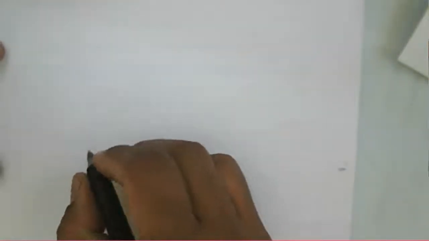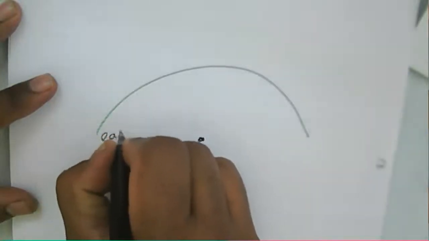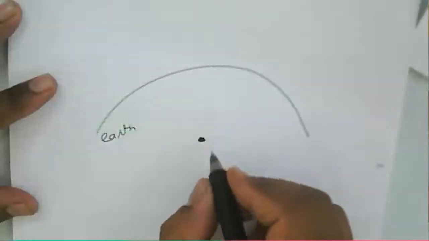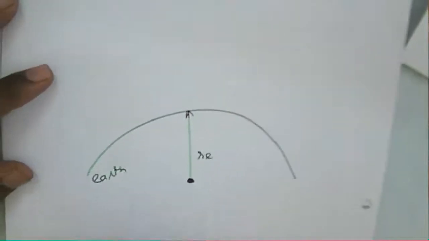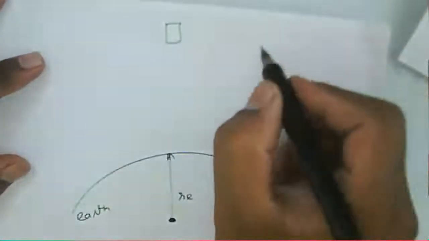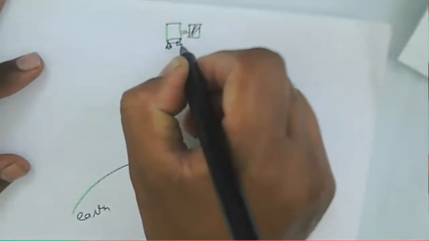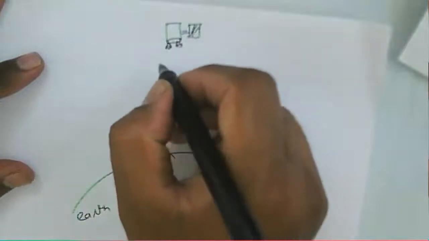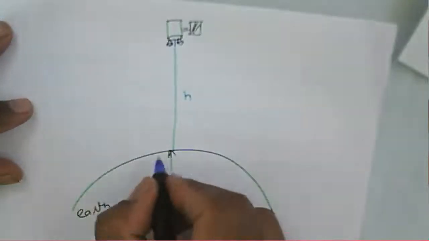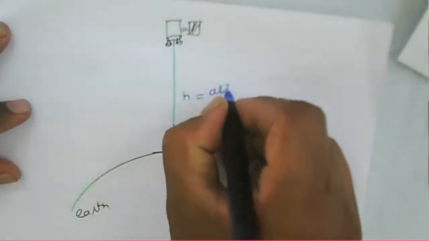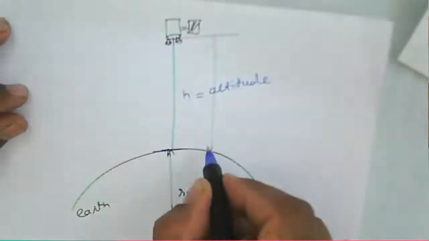So for a given particular satellite, suppose this is the earth, and this is the center of the earth. So this one is nothing but the radius of the earth. And here is the position of a satellite. Now from this we need to calculate that height. This is nothing but the height, or we can say the altitude. That altitude is from the surface of the earth.